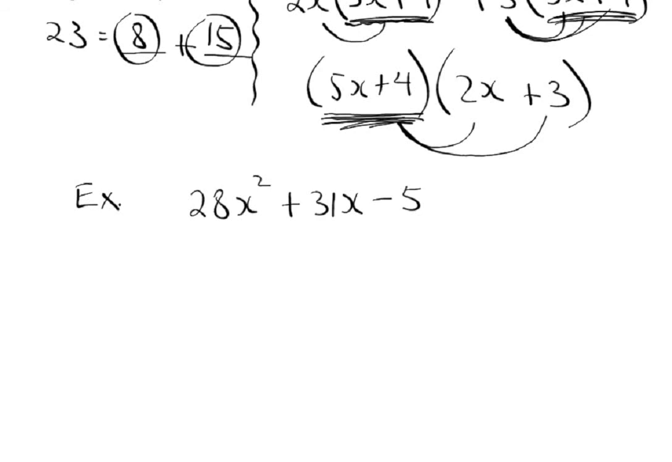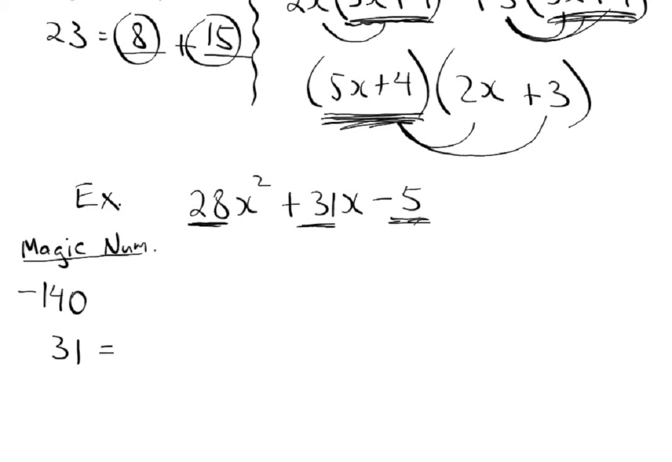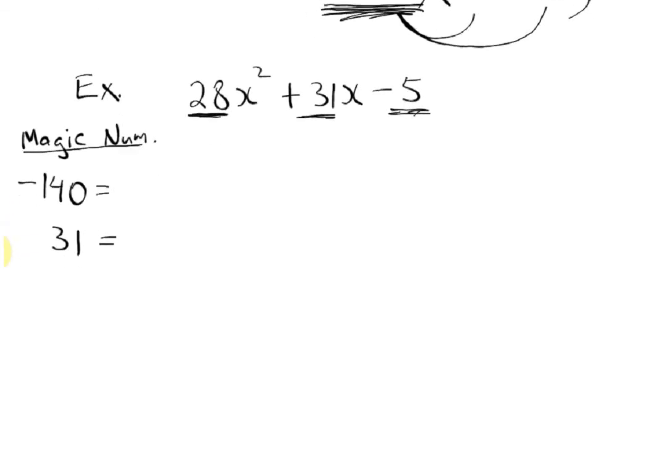Okay, so the first thing I'm going to do is analyze these magic numbers, try to find them. I'm going to take 28, the number in front of x squared, and multiply that by negative 5. That gives me negative 140. And then the number in the middle is positive 31. Be very careful with the signs. You just can't afford to miss a negative or a positive here. It'll make everything messed up if you do.